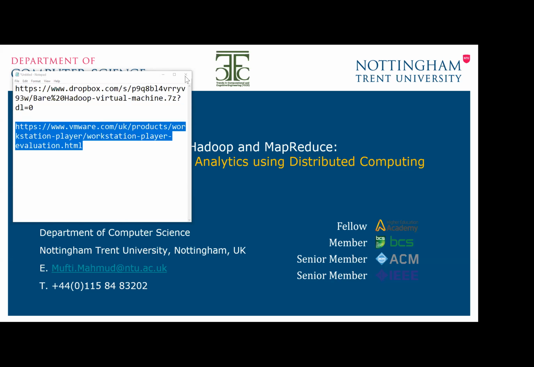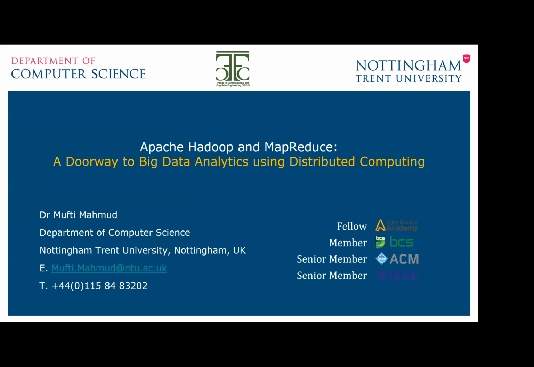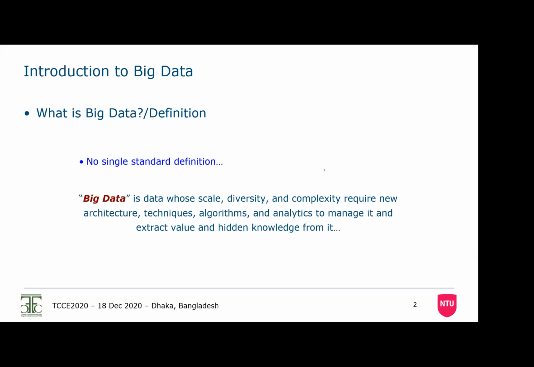Let me now move to the real introduction part. So what is big data actually? As of now, there is no standard definition of big data. Big data in a sense is considered as a set of data whose scale, diversity, and complexity requires new architecture, techniques, algorithms, and analytics to manage it and to extract value and hidden knowledge from it.